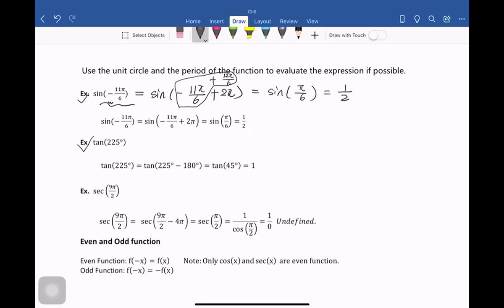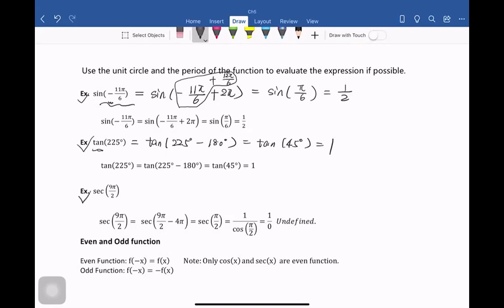Next one, tangent of 225 degrees. This one is a big angle, so we can subtract one period for tangent. Tangent's period is pi, that's 180 degrees. This equals tangent 225 degrees minus 180 degrees, which equals tangent 45 degrees. 45 is easier to calculate. It's 1.